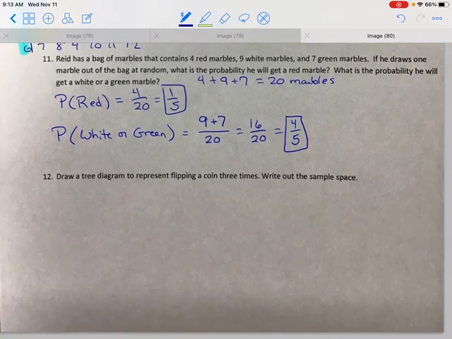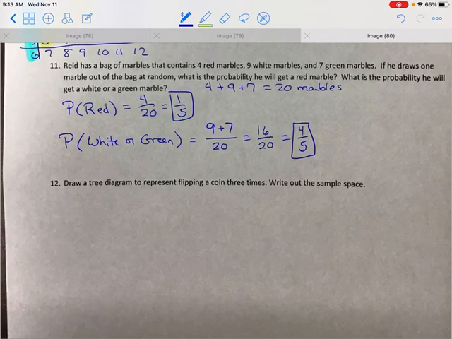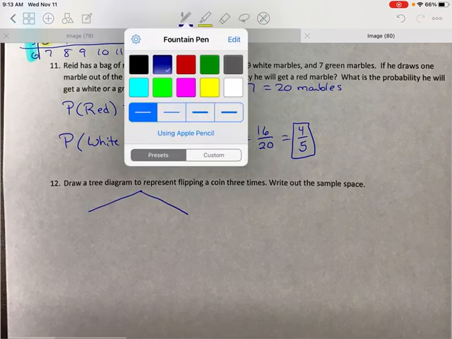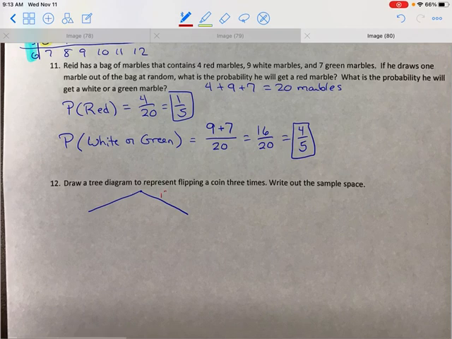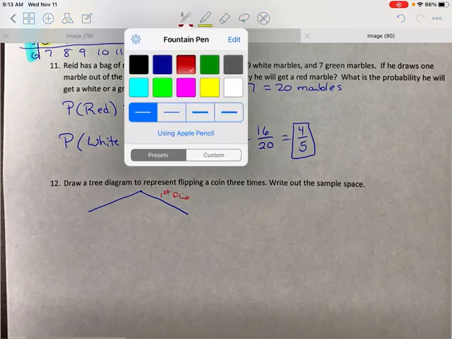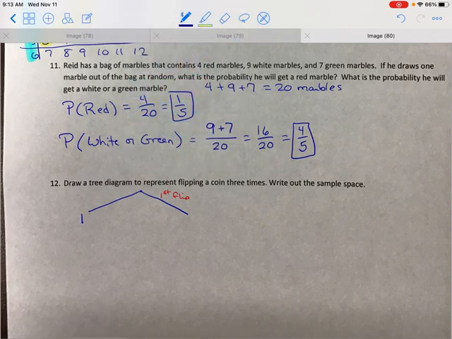All right, your last question is to draw a tree diagram for flipping a coin 3 times. You can do these vertically or horizontally. It's kind of up to you. So I'm going to go vertically. I'm going to flip a coin the first time. So this represents the first flip right here. And I know that for the first flip, I can get heads or I can get tails.